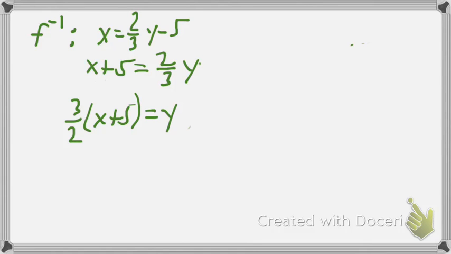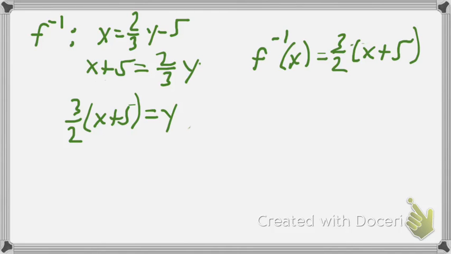The final piece of this is that I would like you to write the function's inverse in function notation. But instead of writing f of x as you usually would, you'll just write f inverse of x equals, and then you'll put the equation 3/2 times the sum of x and 5. So to summarize there, to find the inverse of a function, you switch the x and y values, and then you solve the equation for y.